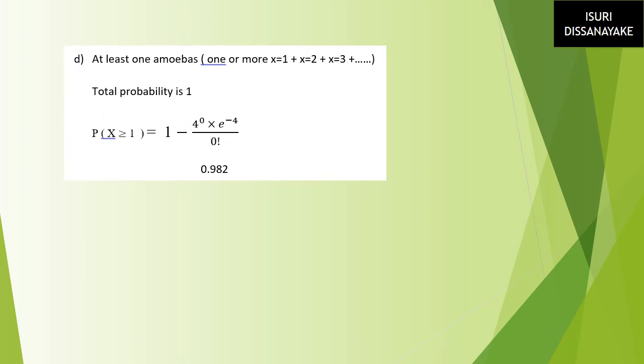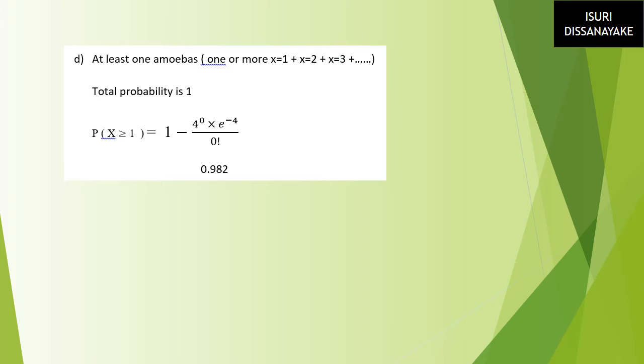Let me continue. At least 1 amoeba. What do you mean by this phrase, at least 1 amoeba? So you're going to find the probability of X being minimum 1 or more. In that case, we don't know how far the 'or more' extends. So X could be equal to 1, X could be equal to 2, X could be equal to 3, and so on.